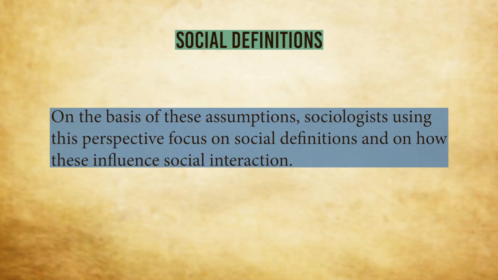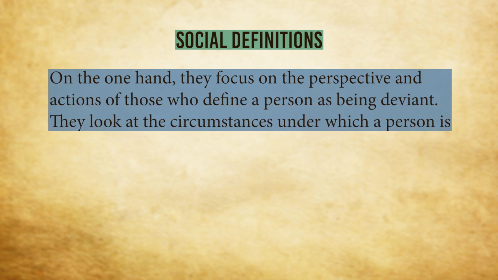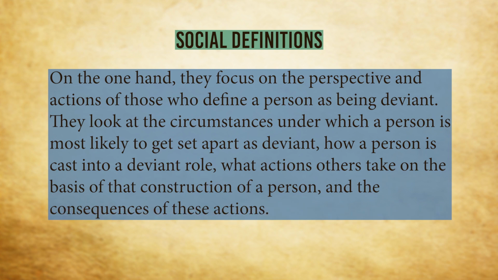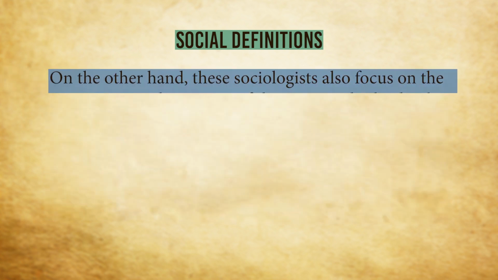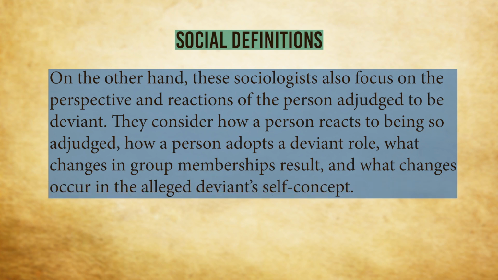On the basis of these assumptions, sociologists use this perspective to focus on social definitions and how this influences social interaction. On the one hand, they focus on the perspective and actions of those who define a person as being deviant. They look at the circumstances under which a person is most likely to be set apart as deviant, how a person is cast into a deviant role, what actions others take on the basis of the construction of a person, and the consequences of these actions. On the other hand, these sociologists also focus on the perspective and reactions of the person adjudged to be deviant. They consider how a person reacts to being so adjudged, how a person adopts a deviant role, what changes in group membership result, and what changes occur in the alleged deviant's self-concept.